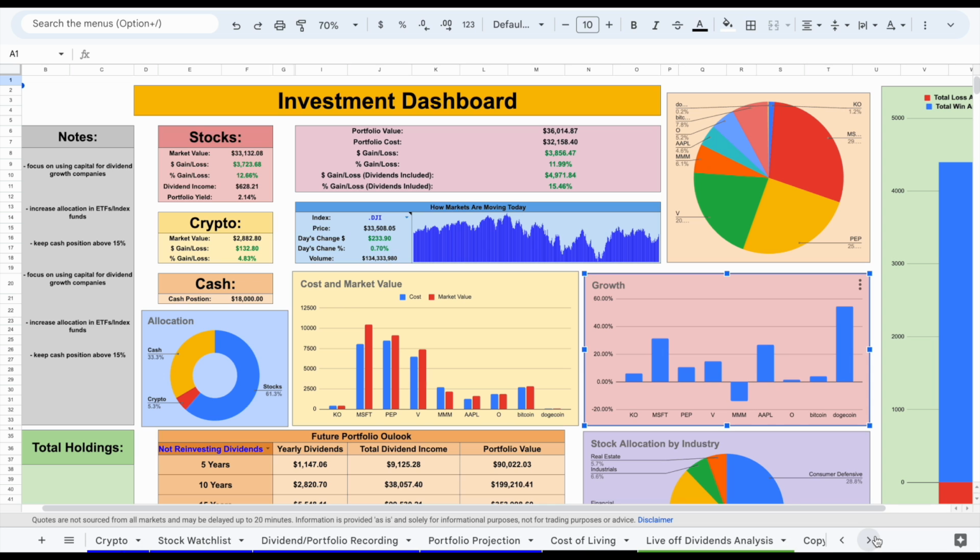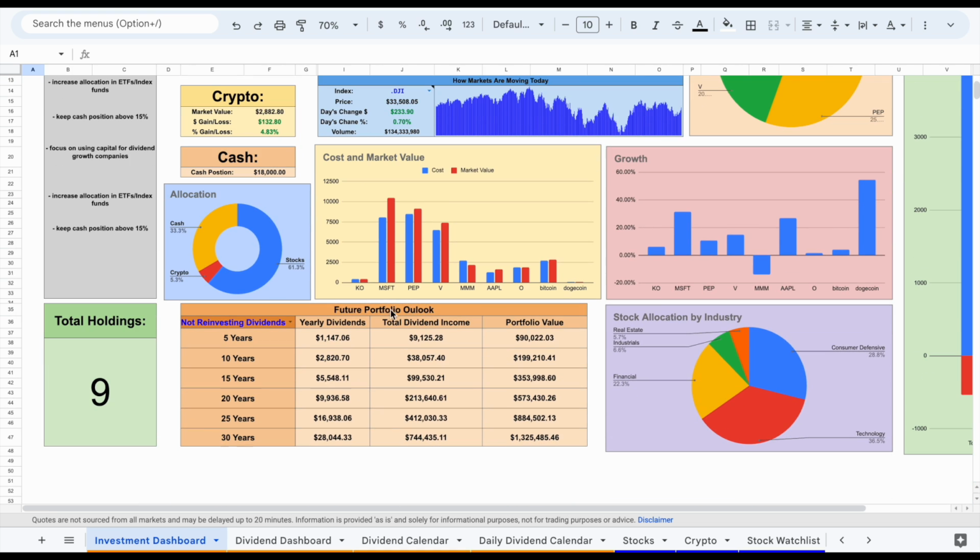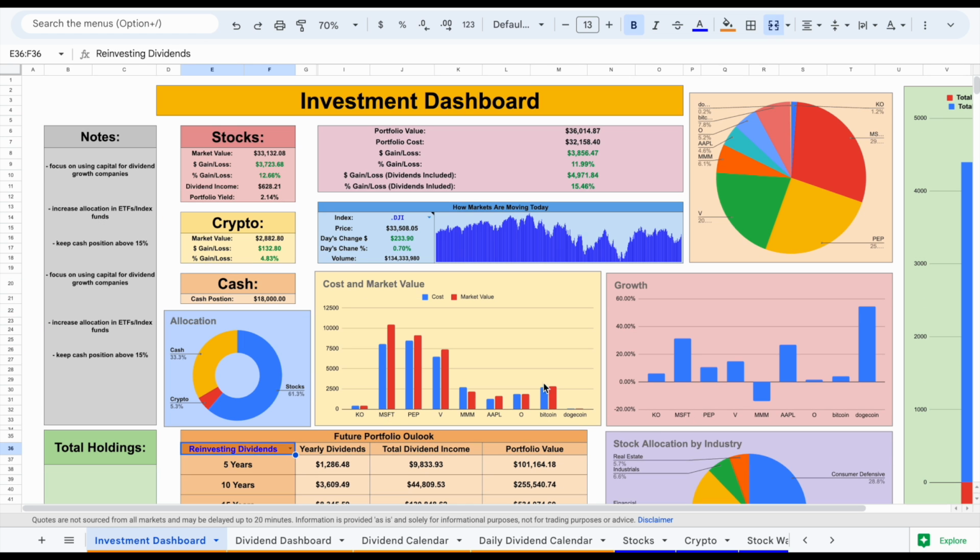But the other feature is something I'm very excited about as well. Like you already know, we have a portfolio projection tab. So basically we can project what our future portfolio outlook will look like. And we have a quick glimpse of it on our future portfolio outlook right here on our investment dashboard. And you can see what it's like when we reinvest and when we don't reinvest our dividends.